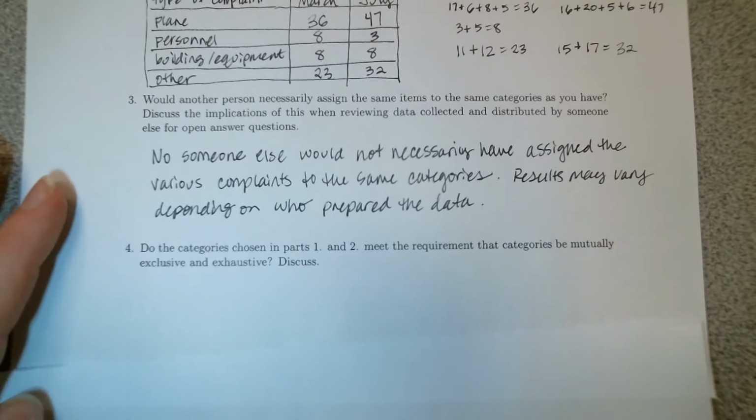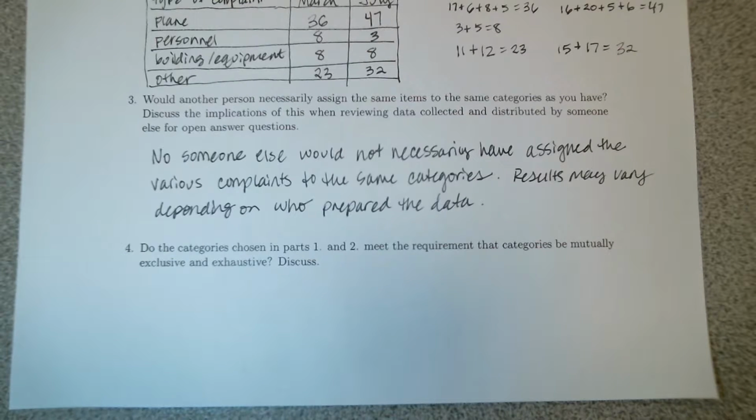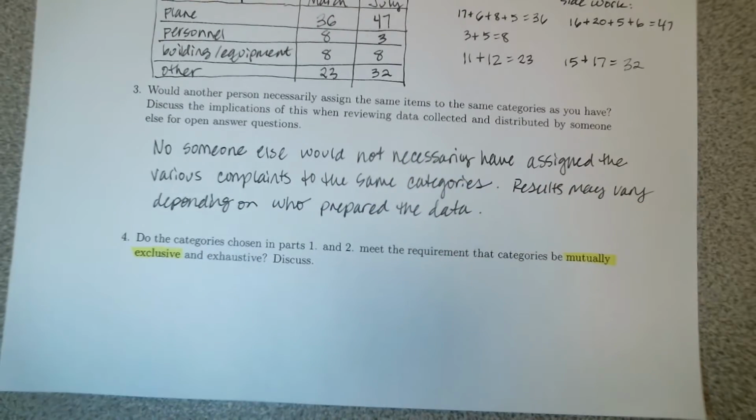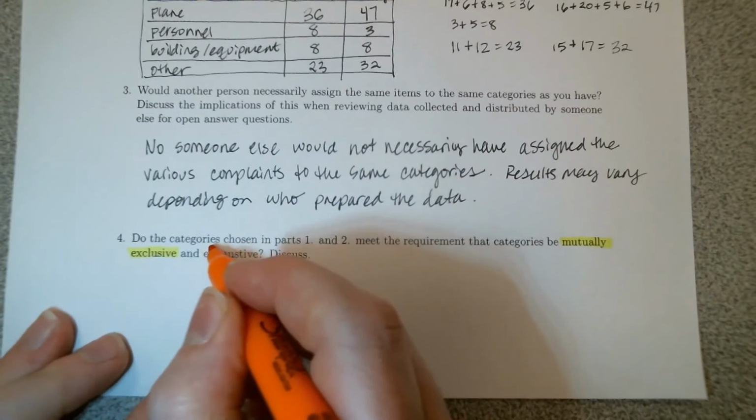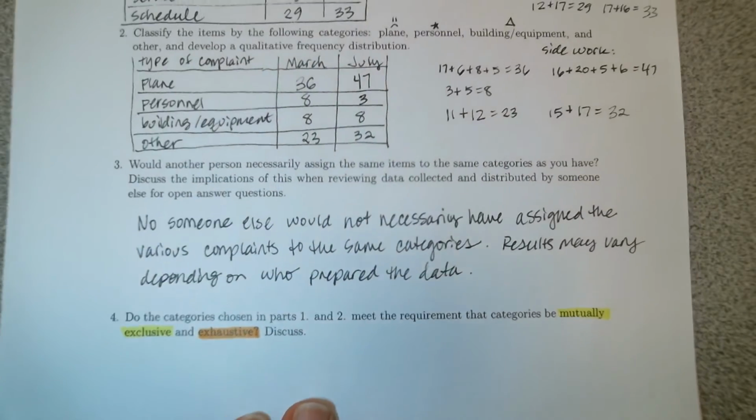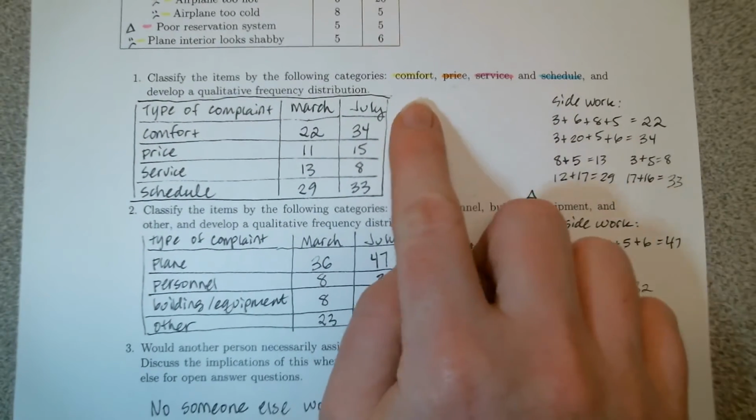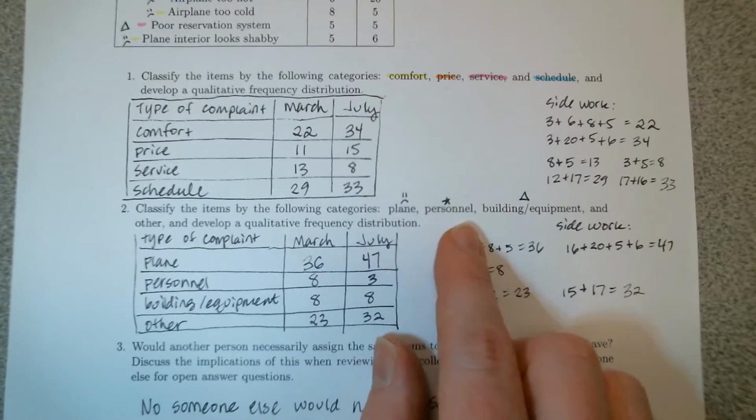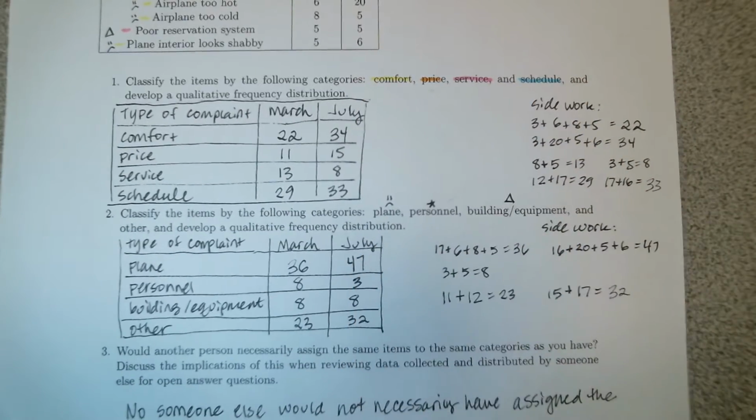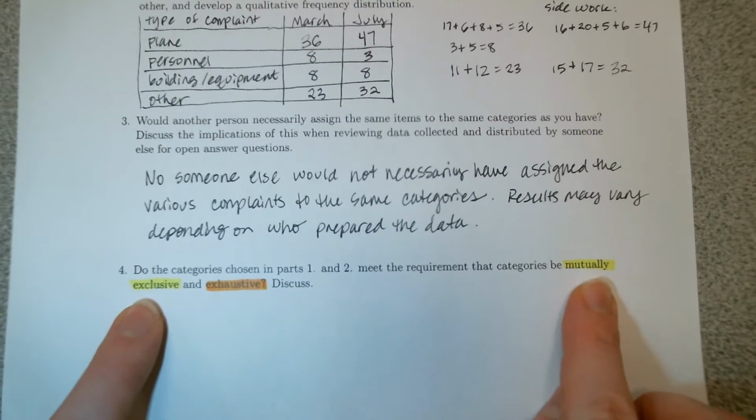So in number 4, my last question for this example is, do the categories chosen in parts 1 and 2 meet the requirement that categories be mutually exclusive and exhaustive? So mutually exclusive as one term and exhaustive as the other. So in parts 1 and 2, we were asked to classify into these categories here: comfort, price, service, and schedule, plane, personnel, building, equipment, and other. Now, do these categories meet the criteria of being mutually exclusive?